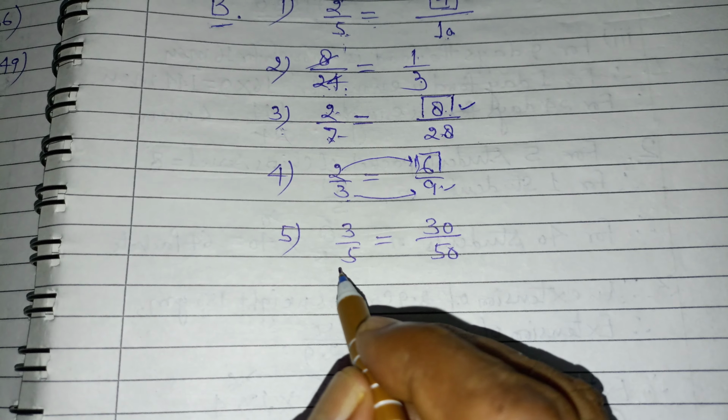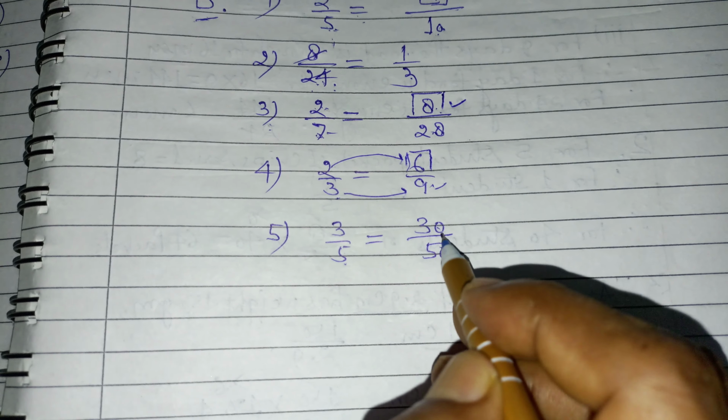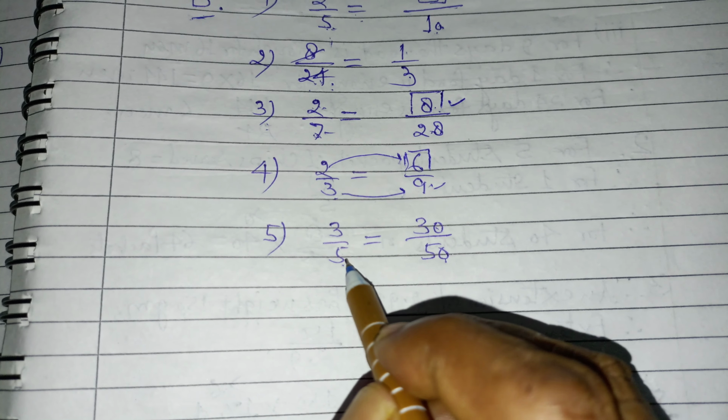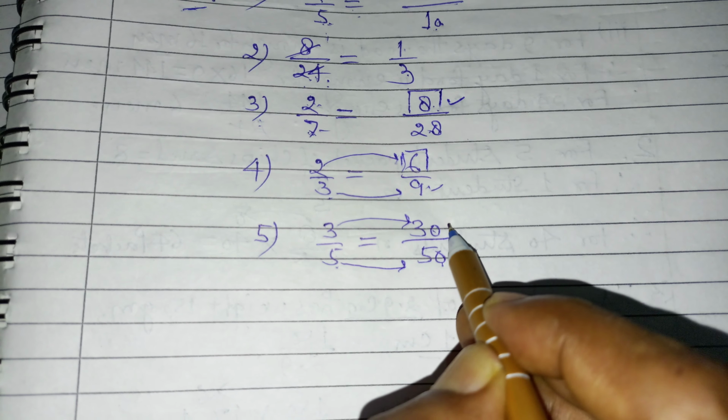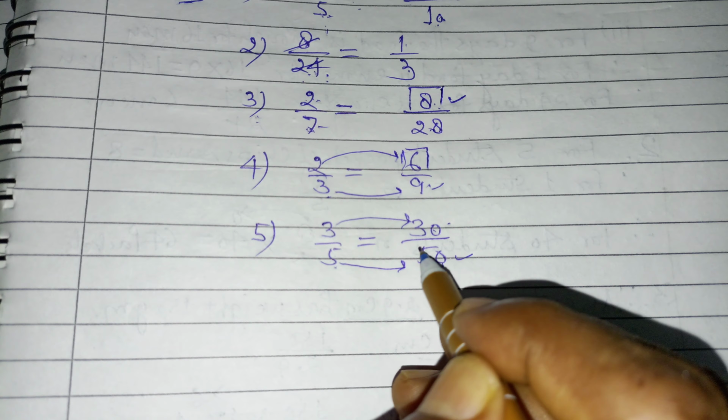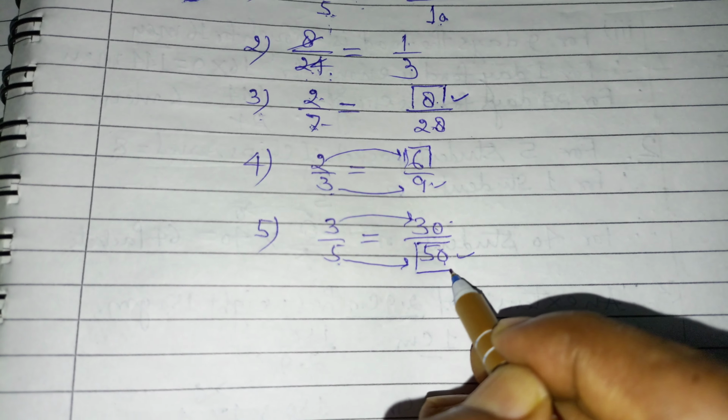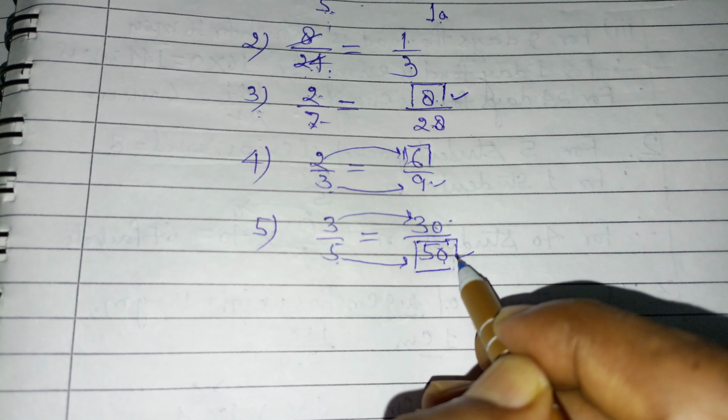Fifth part, 3 by 5 equal to 30 upon 50. You see 5 tens are 50. So 3 tens are 30. So it will be 30 upon 50. 50 you will write in the blank space. Okay.